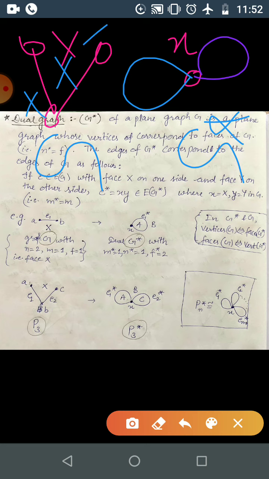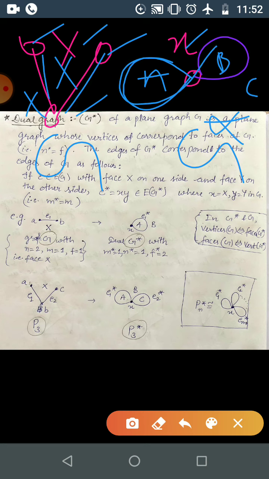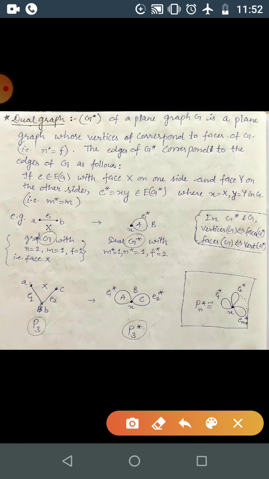So here how many faces? 1. Number of vertices in G star, 1. So how many vertices in G? 3. So here regions 3, so here A, B and C. These are the faces. And edges 2. So edges 2 here. Okay. And both are the loops. So here I have just done it.